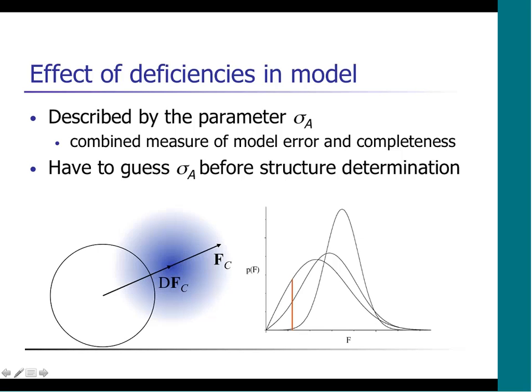The red bar here shows what the likelihood would be if we said there's a particular F that we've measured for this structure factor. For a large value of sigma A, that would be a very unlikely structure factor, and this would give a penalty in the likelihood function. Whereas if we thought that sigma A had a lower value, then that observation would not be that improbable. So getting the right value of sigma A is important. If we think that our model is better than it really is, the likelihood function will apply a penalty to that observation when it shouldn't. So this is one of the key features in practical application of likelihood in molecular replacement: how do we get this correct value of sigma A?